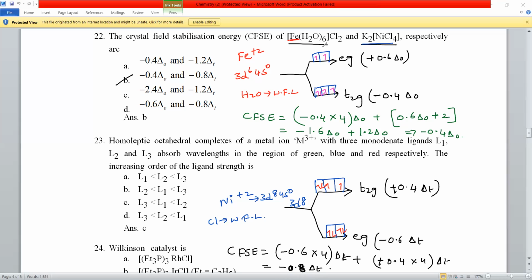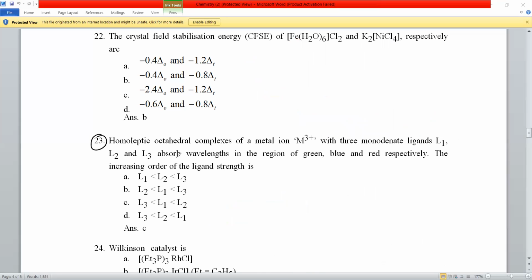Okay. Next, question number 23. Octahedral complexes, metal ion M+3, three monodentate ligands L1, L2, L3. Observe here, L1 is the green color ligand, L2 is the blue color, and L3 is the red color one. The increasing order of ligand strength they're asking.